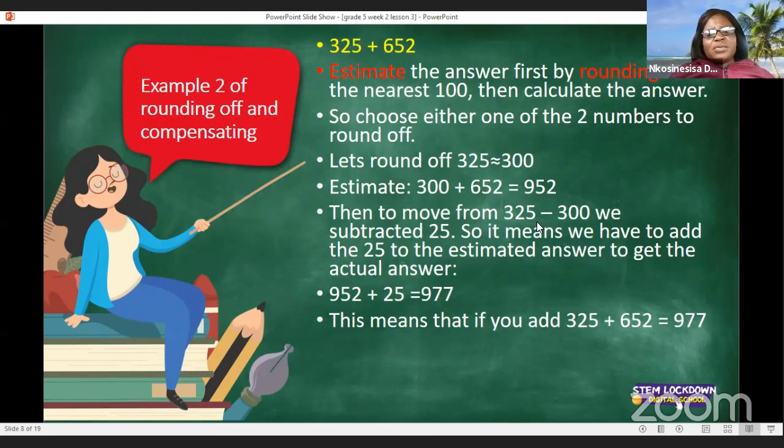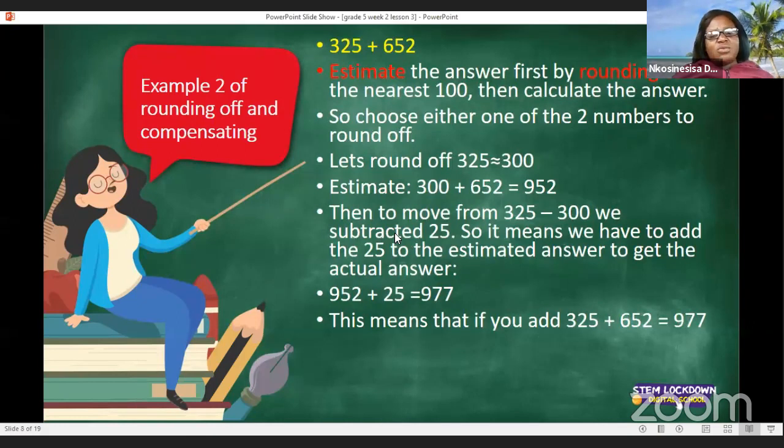So then, when we rounded off 325 to 300, you see what happened? To move from 325 to 300, we subtracted 25, or it went down. The number we had was 325, we rounded it off, and then we got 300. So it means we actually lost 25. So now that we have lost 25, that is where our compensation has to come in. And I said we do the inverse operation. That's why here I say subtracted, so that when you think of inverse, for those that don't know, inverse operation is opposite operation. So since to move from 325 to 300 we subtracted 25, it means we have to compensate for that.